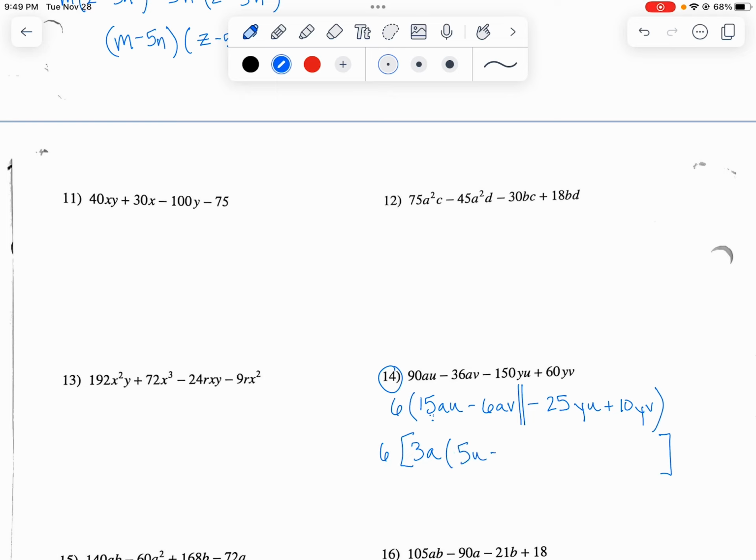5u minus 2v. On the right-hand side, I can factor out a negative 5 and a y. And so I end up with 5u minus 2v. So my answer here is 6 times parentheses 3a minus 5y, the two terms that are on the outside of the parentheses, times the terms that are inside the parentheses. And that is my answer.